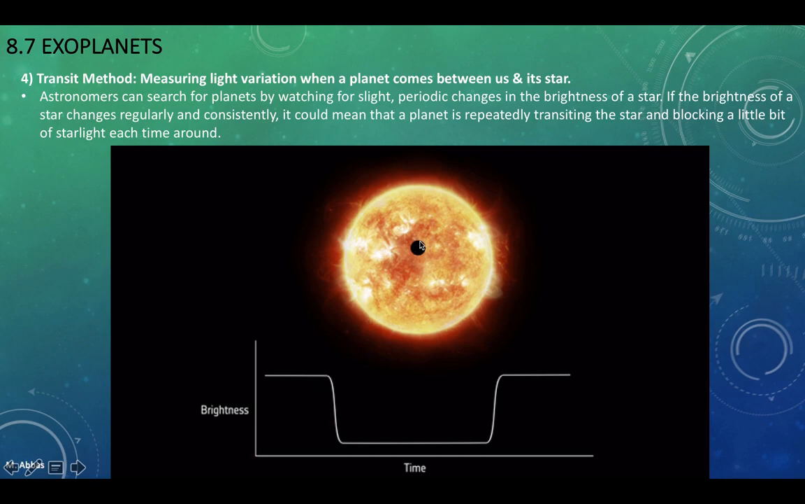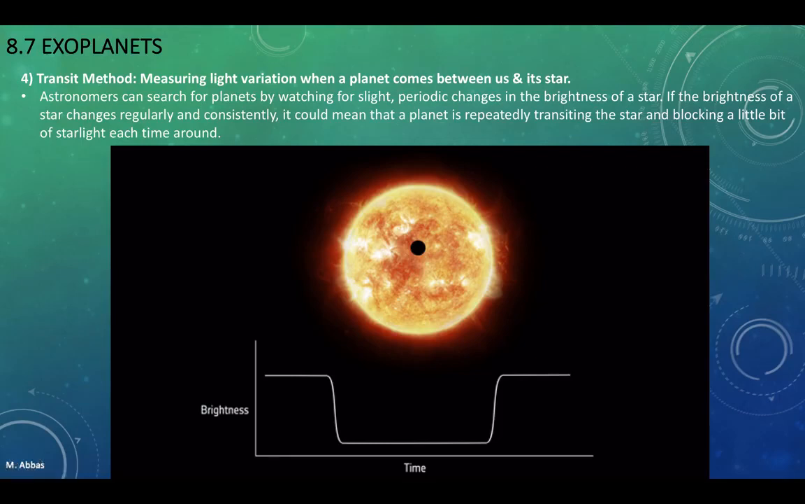Now as the planet comes between me and that star, meaning from here to here, this is what happens. The light will drop and I will see a diminished light coming from the sun or from the star. It stays like that for some time, then it goes back up as the planet exits our path. It goes back to normal. This is very similar to eclipses.